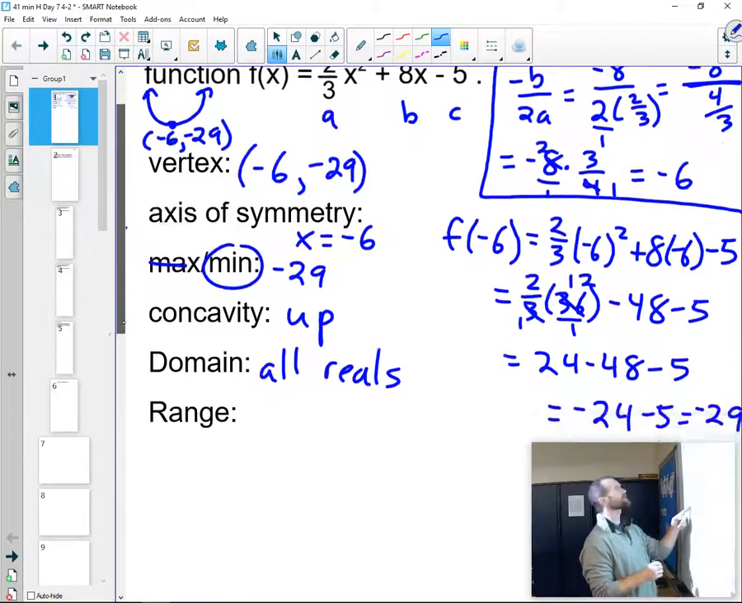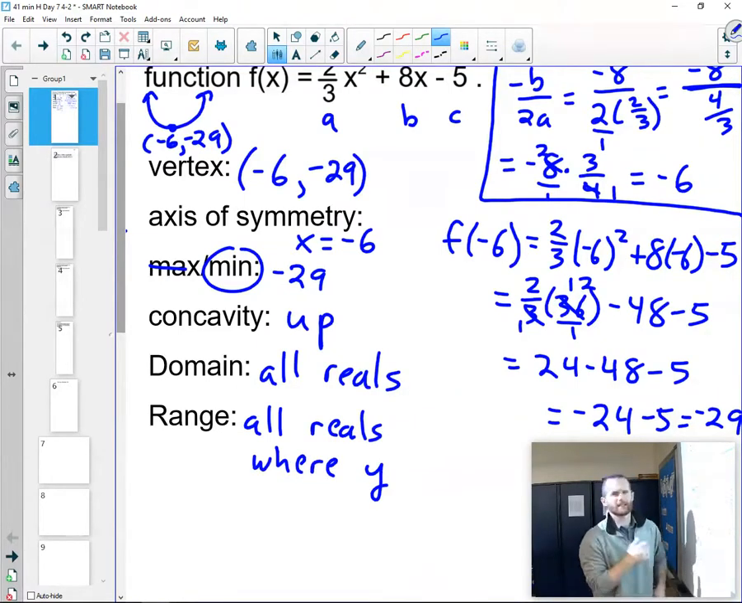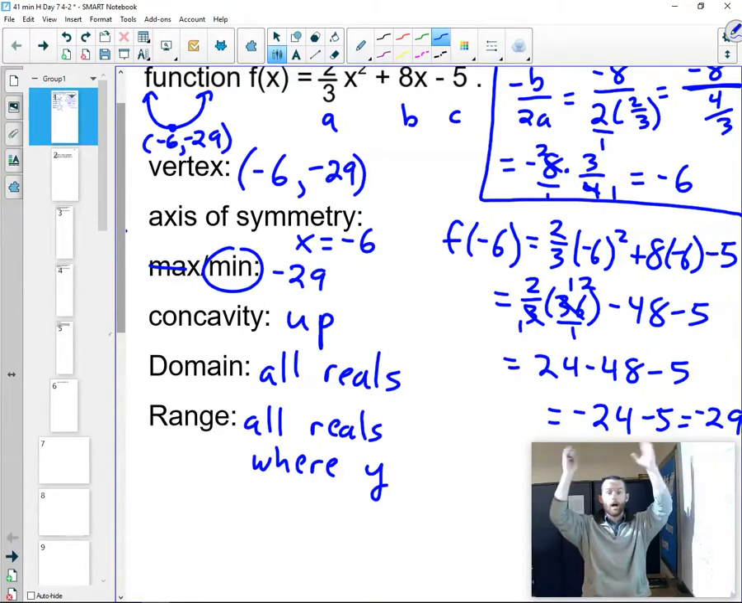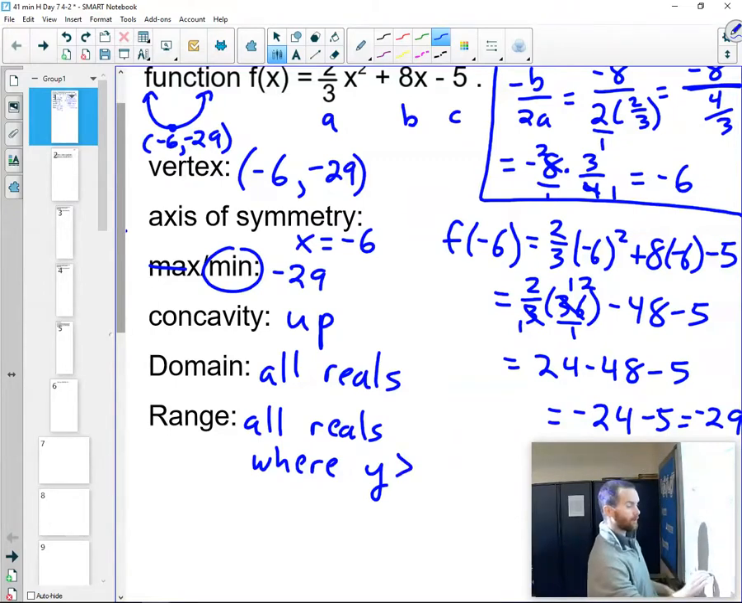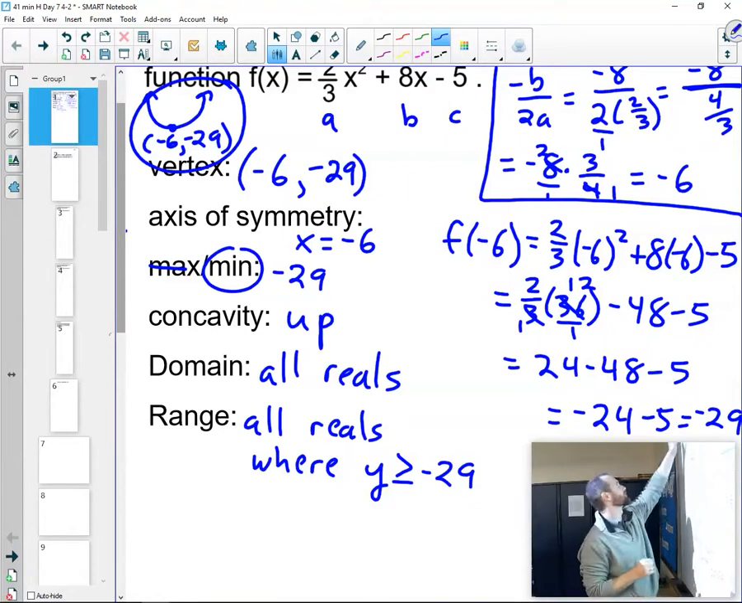And then the range, let's see, it's going to be all reals where y, let's think. It's got a minimum value, so that means the range values are going to start at negative 29 and go up from there. So it's y is greater than or equal to negative 29. All right, and those are the answers we get. All that information without even having to graph, except for that short little visualization of what it would look like.